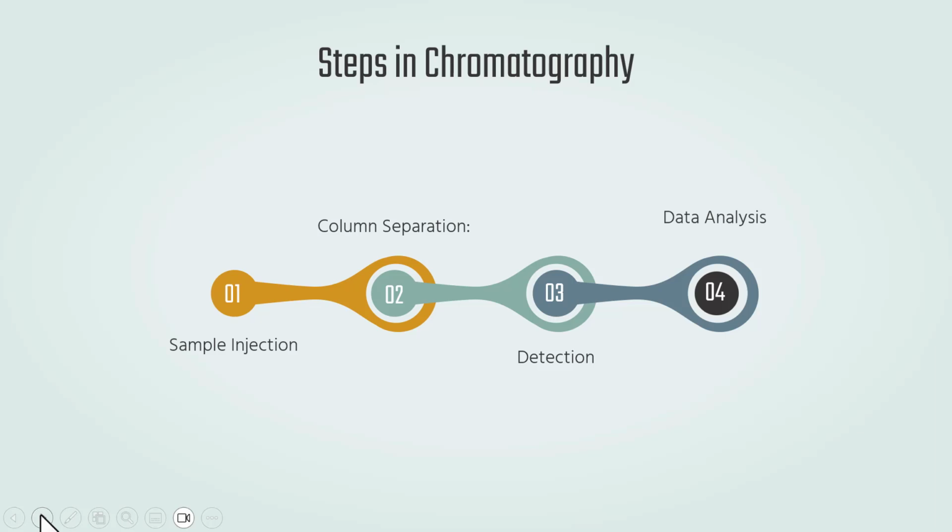Detection. Separated components are detected as they exit the column. Think of it as different colors of dye appearing at the end of the stream. Data analysis. The detected components are analyzed to determine their identity and quantity. This is like measuring how much of each color dye is present.